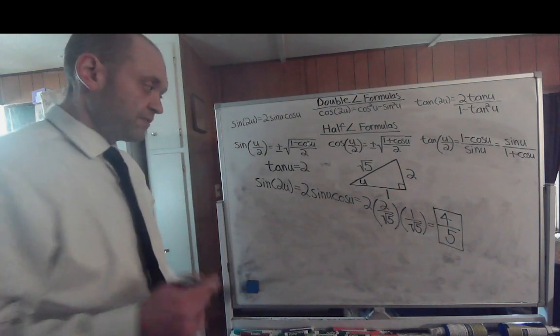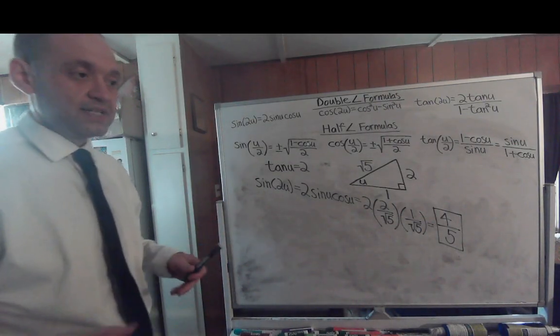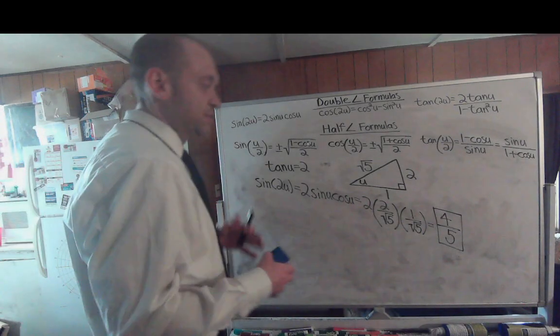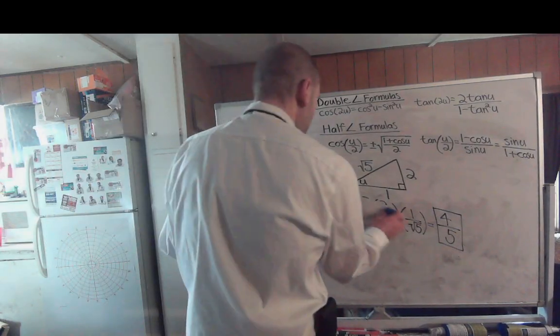I think so far it's proven to be that double angle formulas seem to almost be easier to work with than half angle formulas because you don't have so many radicals. Those have been working out a little bit nicer.